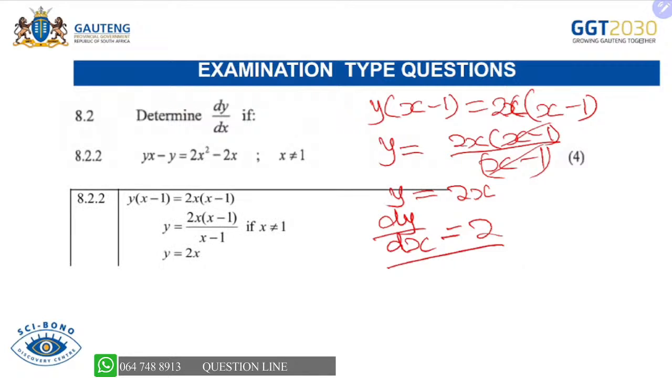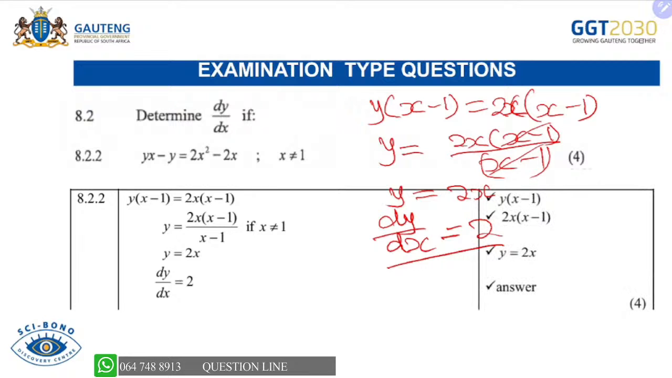Let's check how the marks are distributed. You have seen the first step. We get our y as 2x. Then we do the derivative. For making your factorization, left hand side 1 mark, right hand side 1 mark, getting your y as 2x and then the derivative there as 1, you are able to see the mark distribution there.